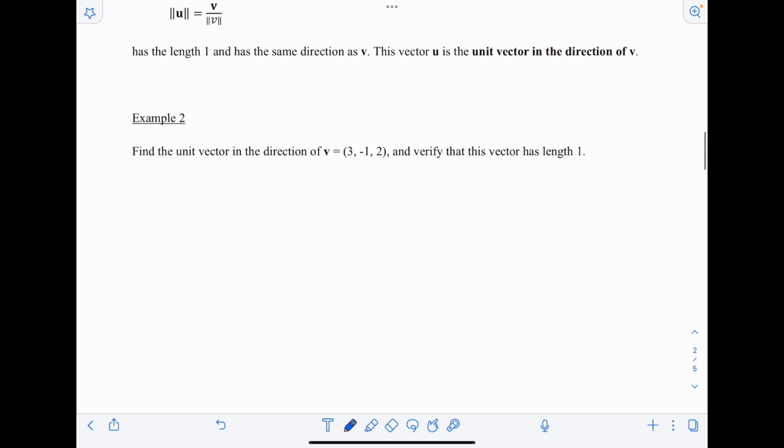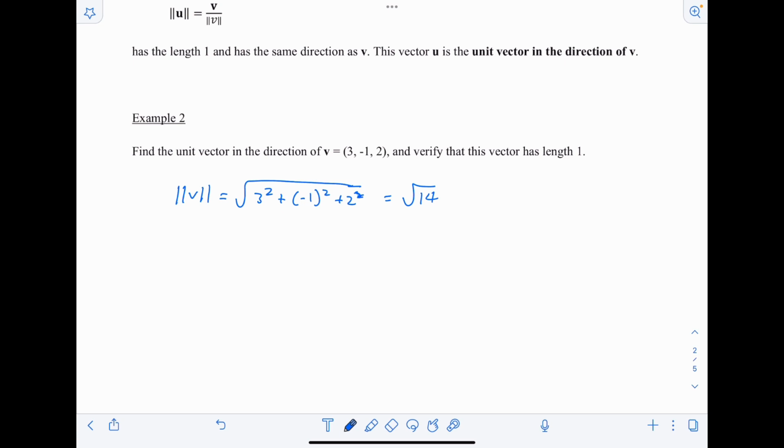We want to find the unit vector in the direction of v, given 3, -1, 2, and verify that this vector has length 1. So very simply, what we're going to do is find the magnitude of v. Just like we did before, we're going to take 3 squared plus -1 squared plus 2 squared, which is 9, 10, 14, square root of 14. Now I'm going to leave it as the square root of 14. I'm not going to put it into a decimal because I don't want to lose the accuracy of that number.